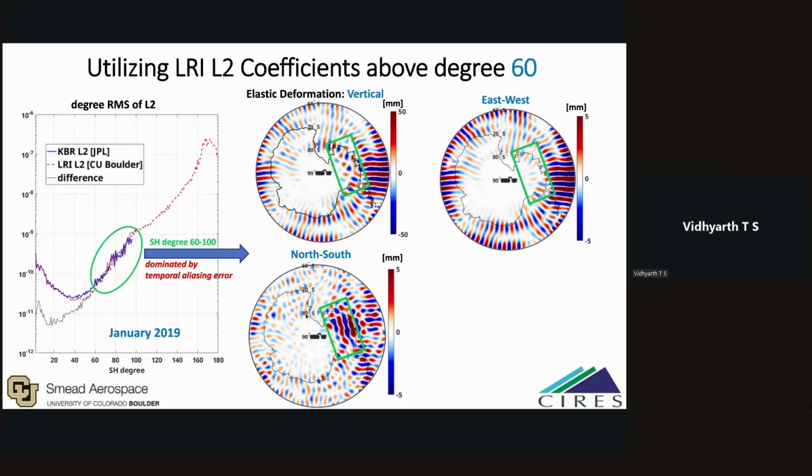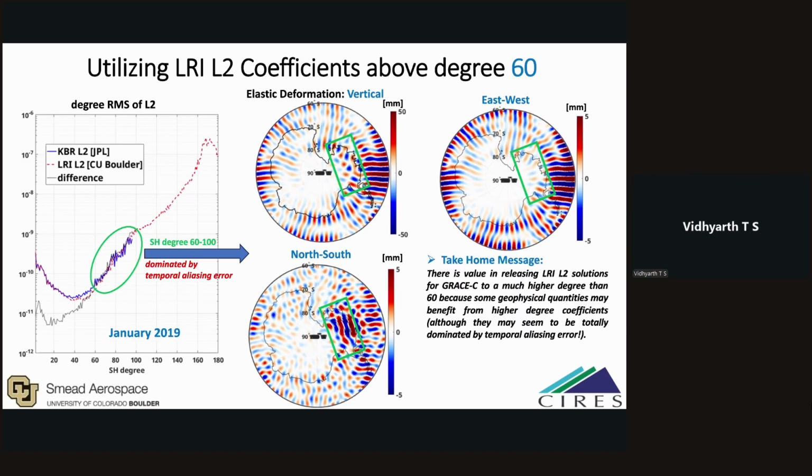But the point that I wanted to make in this slide is that we should not simply dismiss these higher degree coefficients in LRI solution because we think they are dominated by temporal aliasing error. Because temporal aliasing error, as you see in the three maps, is not manifested similarly in different geophysical signals that we compute from L2 solutions.